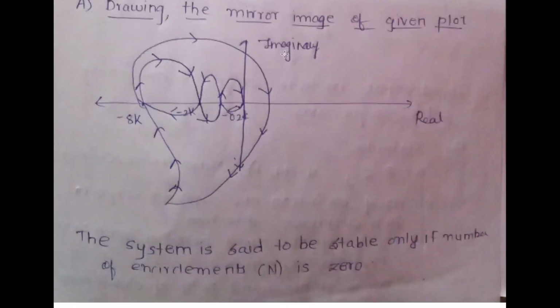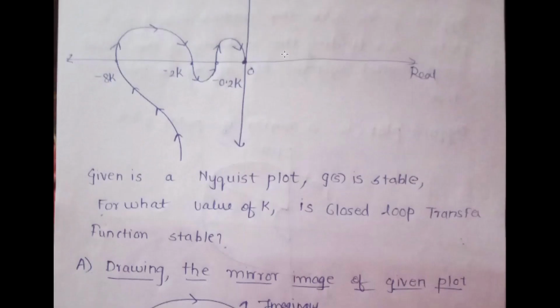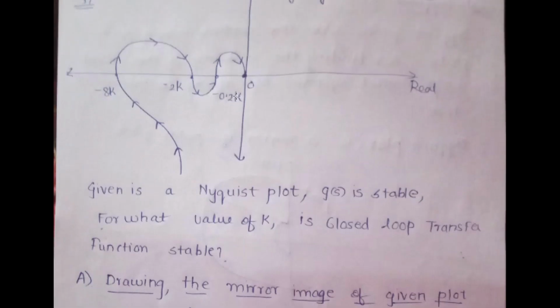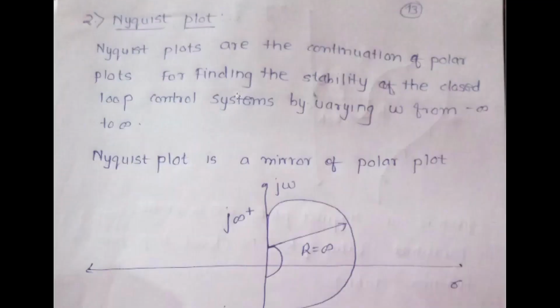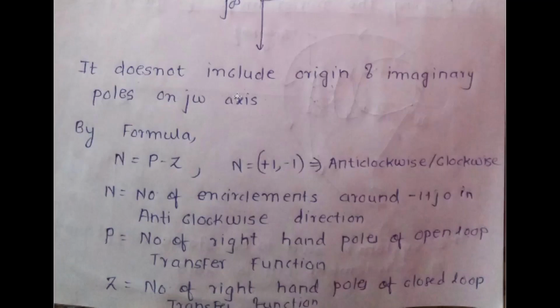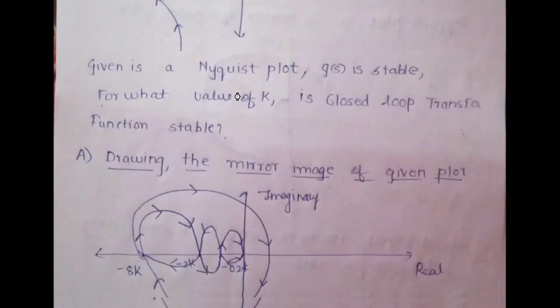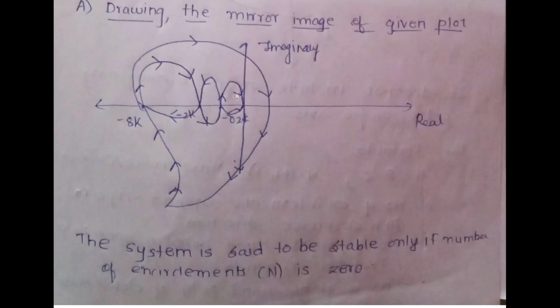So basically what happens in a Nyquist plot is that we have to find out for which value of k my system is stable. As I told you, in case of your Nyquist plot, only when the value of n is equal to 0, my system will be stable. So if I consider this diagram, there are different points such as 0, minus 0.2k, minus 2k and minus 8k.